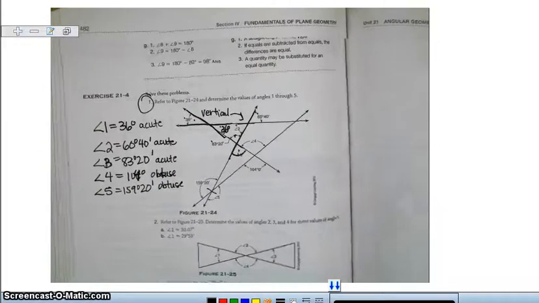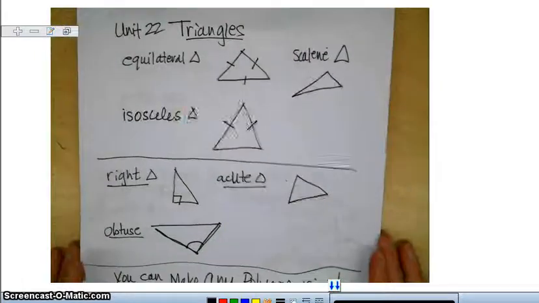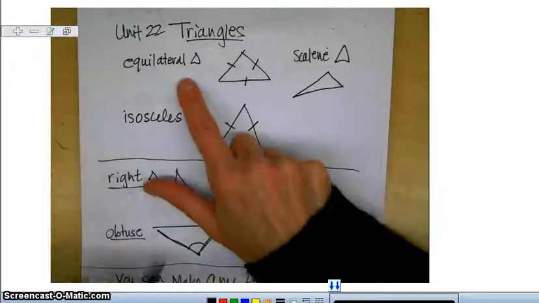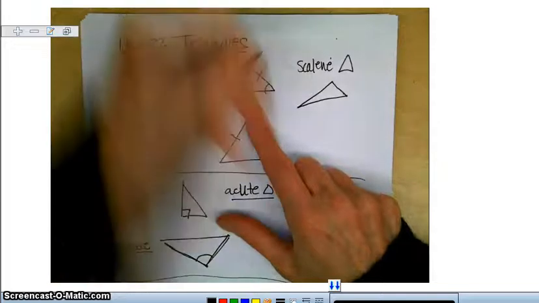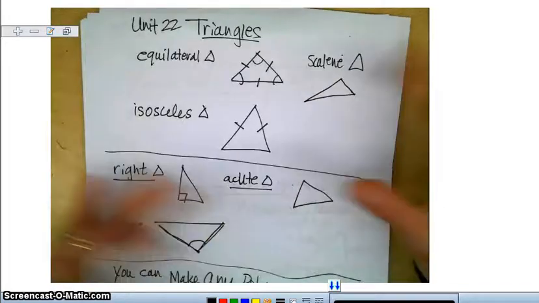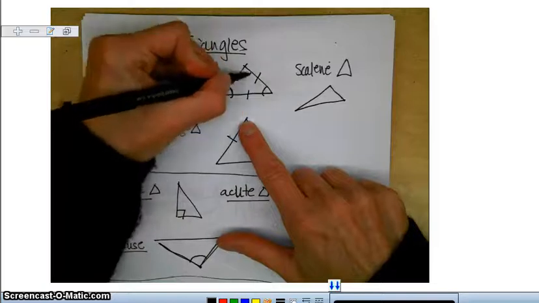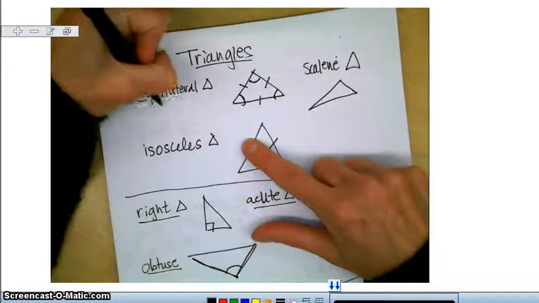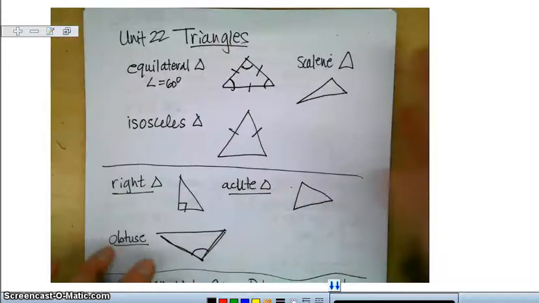All right, so now we need to talk about unit 22. We're going to talk about triangles now. And with triangles, we've got different types of triangles. We've got equilateral, and in an equilateral triangle, all the sides are the same and all the angles are the same. The way you notate that is, if they all have the same marks, they're all the same. All the angles are equal to 60 degrees each, and the sides are all the same.